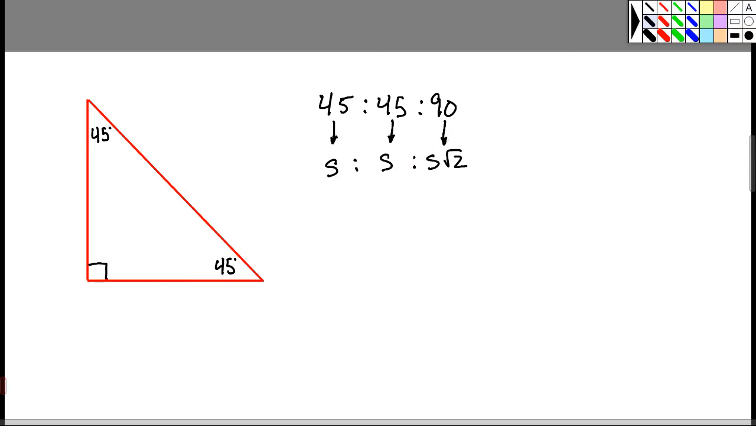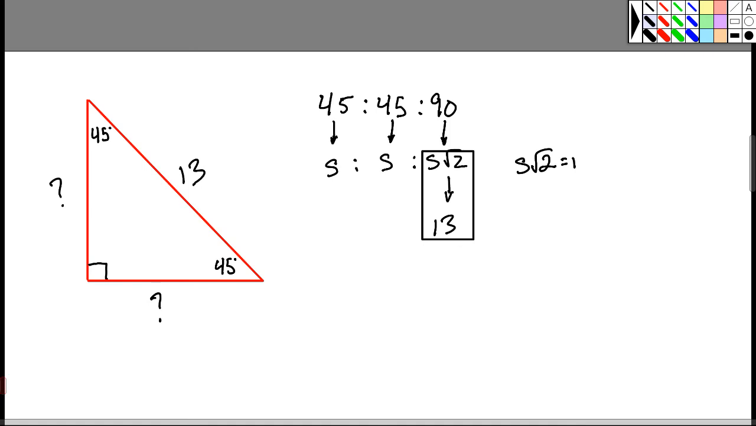Okay, what if they told you this side right here, the one across from the 90, was, I don't know, let's say 13. So they said that this side here was 13. Well, I got to figure out what these two sides are. I know they're going to be the same, but how do you do that? Well, that's when you look at what you know here. So basically they're saying 13 is the same exact thing as S root 2. So if those two are the same, all I got to do is set up an equation. So S root 2 is the same thing as 13.